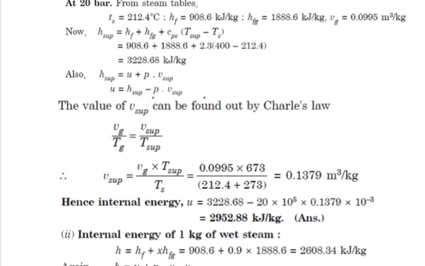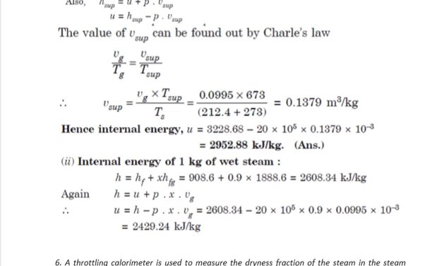Then you have to find h sup equal to U plus P v sup. From this equation, you have to determine the internal energy, U equal to h sup minus P times v sup. Then the value of v sup can be found by Charles law: vg by Tg equal to v sup by T sup. Applying this equation, v sup equal to vg into T sup upon Ts. Put all the values and you will get v sup equal to 0.1379 meter cube per kg.